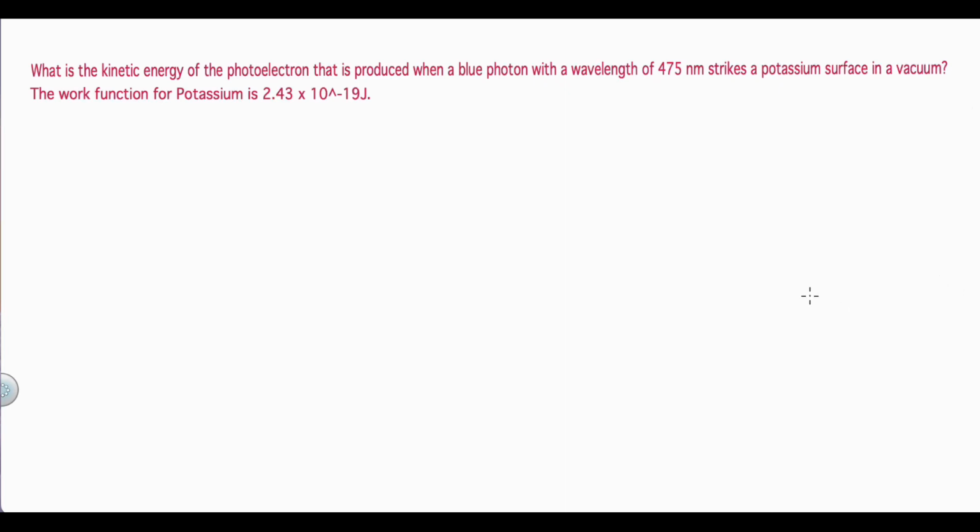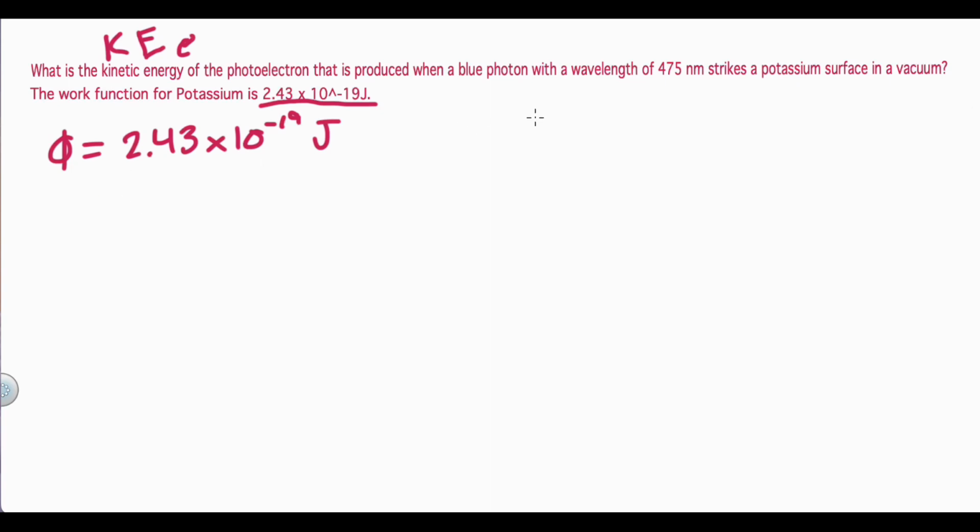Okay, the second question is a little harder. However, it's really not that complicated once you get into it. So, what is the kinetic energy? We're looking for the kinetic energy of the photoelectron that is produced when a blue photon with a wavelength of 475 nanometers strikes a potassium surface in a vacuum. The work function for potassium is 2.43 times 10 to the power of negative 19 joules. Okay. Again, not that complicated. Just have to do work function equals 2.43 times 10 to the power of negative 19 joules.